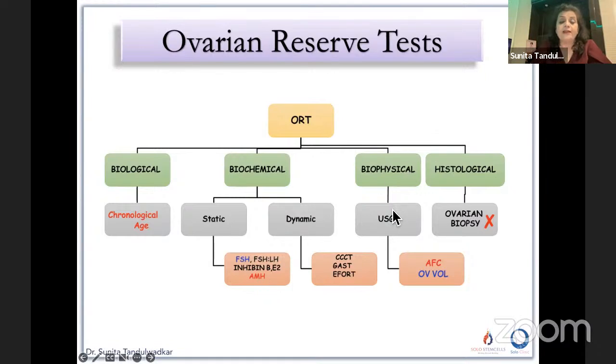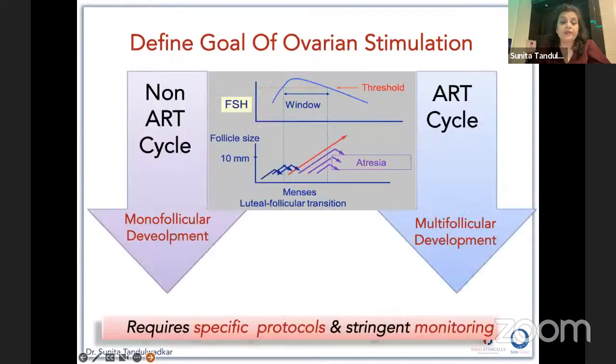Then it may be a biophysical test. By sonography, I can see the ovarian volume and the antral follicular count. So what we use routinely in practice is the age of the patient, AMH, the AFC, and also her BMI. And then we define our goal.